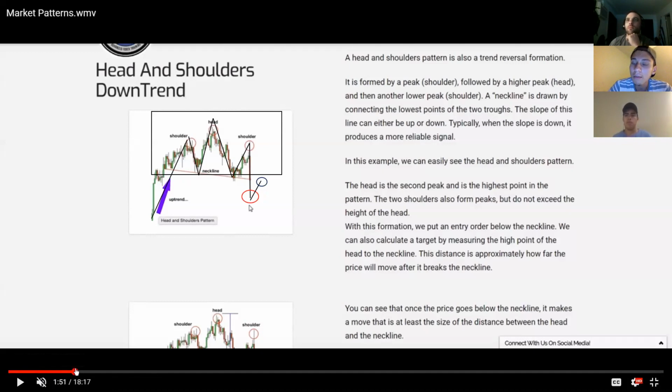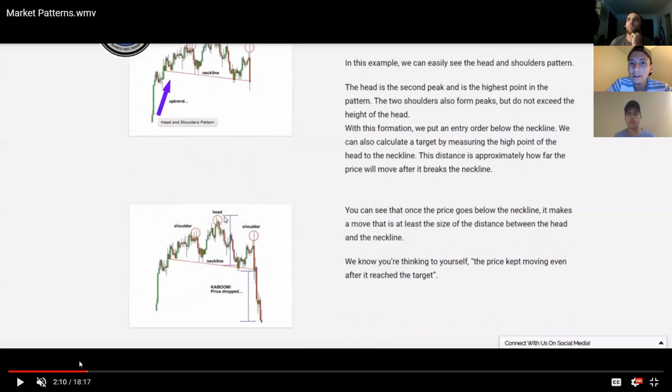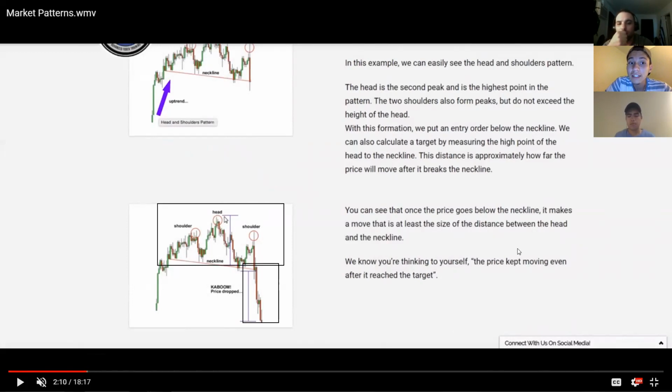Chances are you'll catch a lot more, usually 2 to 3 times as much, but it's a lot safer. Oh yeah, there you go. See? Calculate the amount of pips from your neckline to the head right here. What happens? It'll shoot down about the same distance. So as long as you guys just use that, you'll be pretty solid.